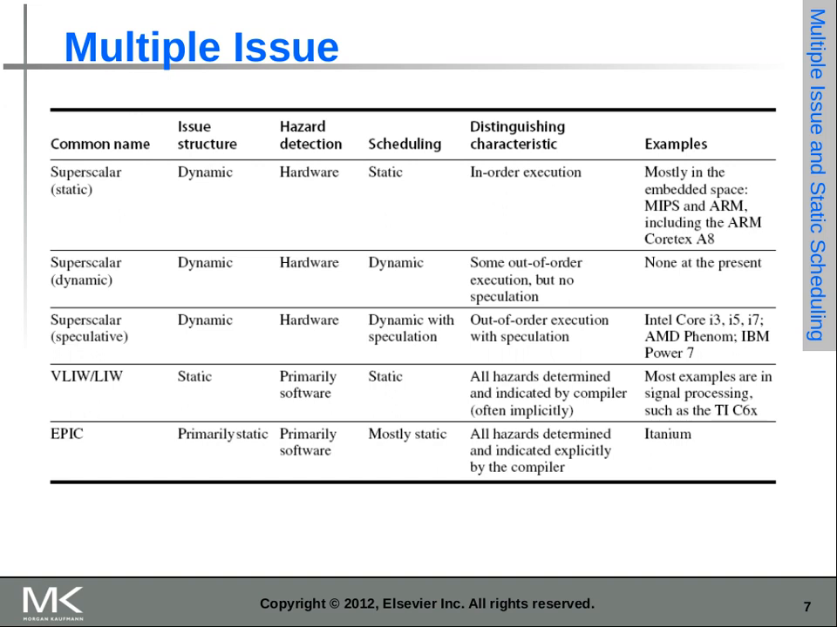VLIW, notice the issue is static because you're issuing up to 4 instructions at once in a bundle. Detection is mainly in the compiler, because the compiler is telling you what instructions can be executed. Compiler is doing the scheduling. All hazards determined by the compiler. Most examples are signal processing, like the TI-68, and then EPIC, which is basically a version of VLIW. I'm just going to say it's the same thing, is what's done with the Itanium, if any of y'all remember that processor. You remember that? You got one at home?